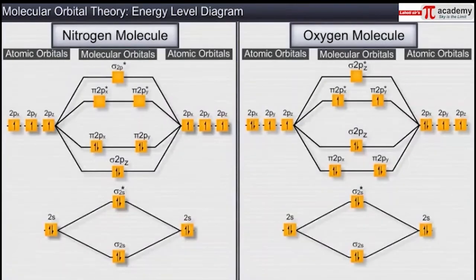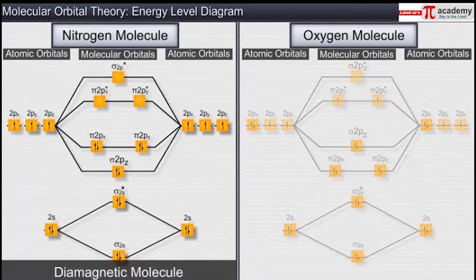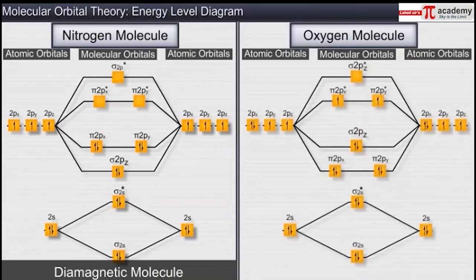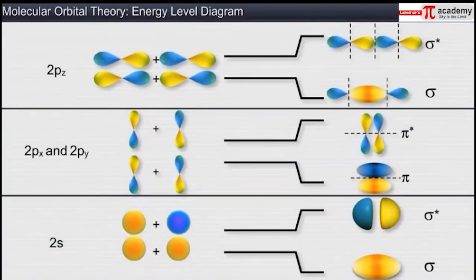As we know, when electrons in an atom or molecule are paired, as in nitrogen, they form a diamagnetic atom or molecule. And when the electrons in an atom or molecule are not paired, as in oxygen, they form a paramagnetic atom or molecule. In this way, the molecular orbital model helps us understand the structure and properties of molecules.